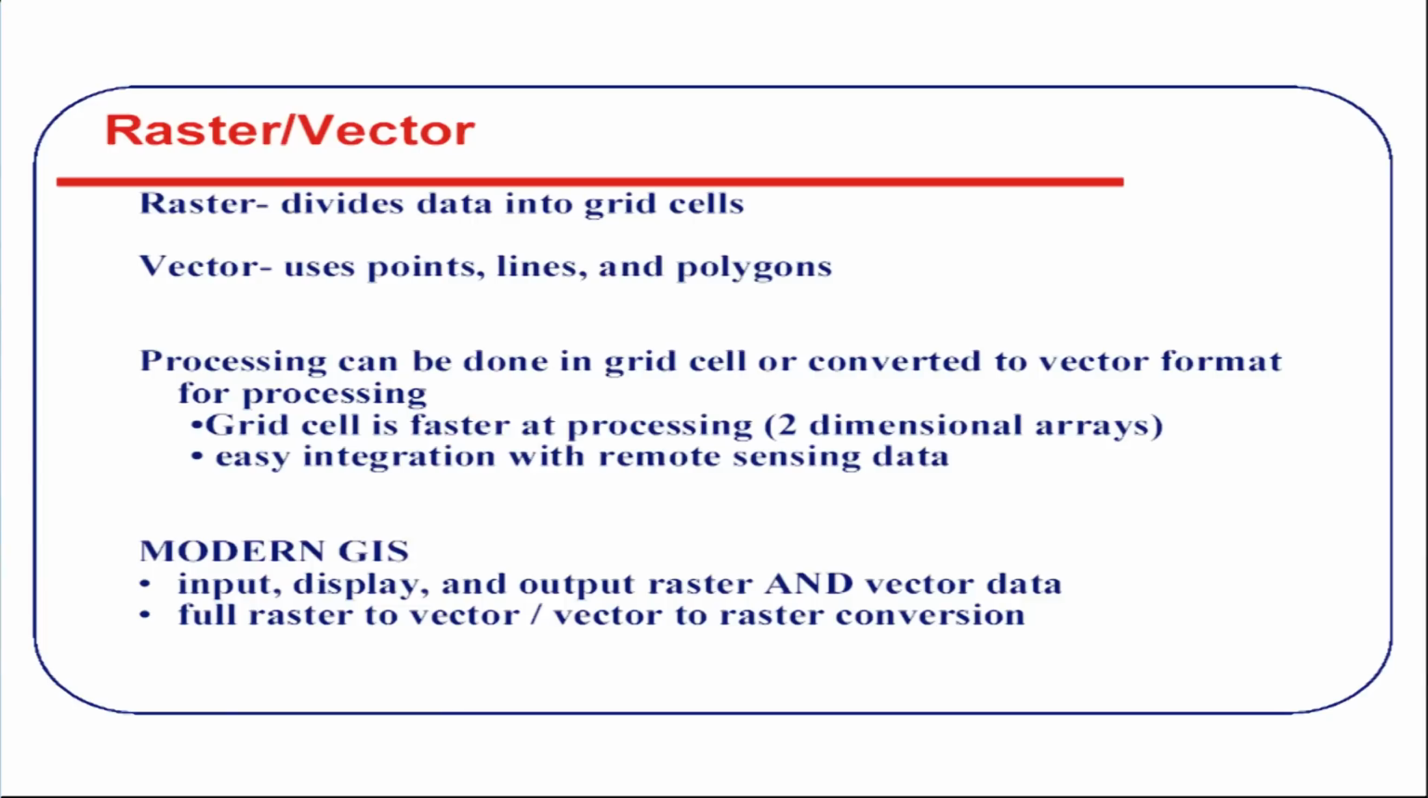As we know, and we have already covered this part, raster divides into grid cells. Vector uses points, lines and polygons. So the units in the case of vector are points, lines and polygons, and in the case of raster either cell or pixel. Processing can be done with the grid and converted from vector to raster, and all modern GIS software supports all three types of data handling.